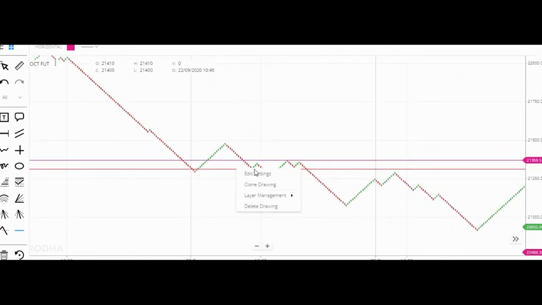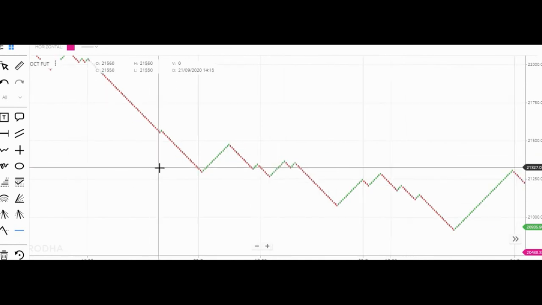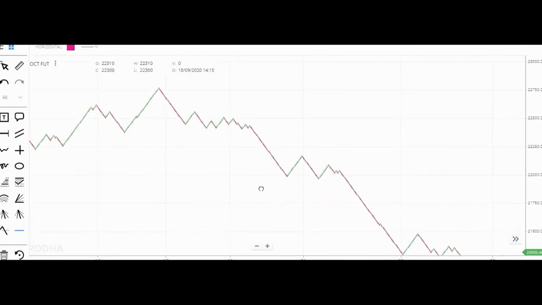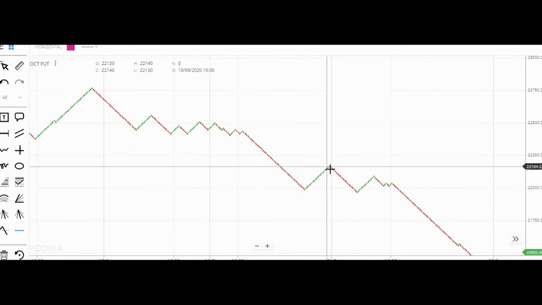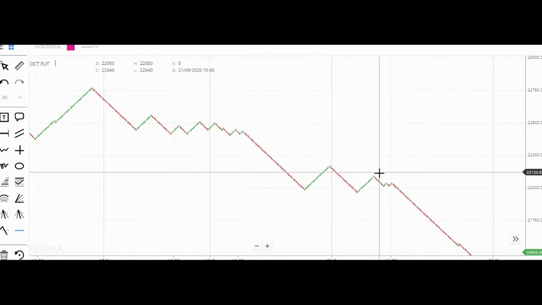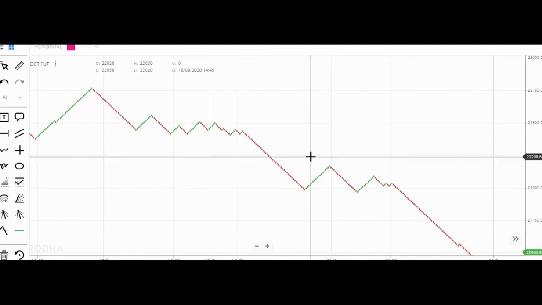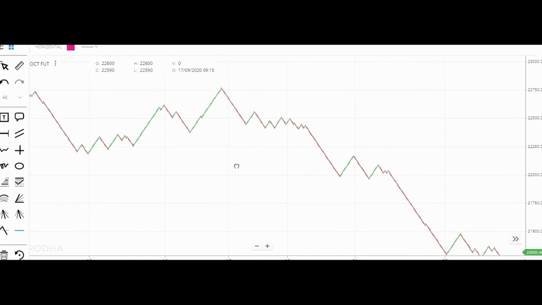I am removing these lines for clarity. Okay, here it seems to be forming W, but this neckline has not crossed, so we should not take any type of entry here. Neckline must be crossed in M pattern or W pattern, then only we have to take.